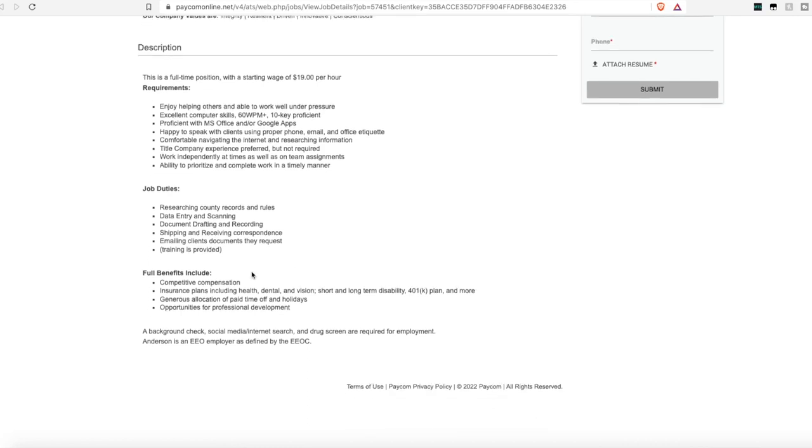Now, on top of paying $19 an hour, they offer a full benefit package, including insurance plans for health, dental, vision, short-term and long-term disability, 401k, all the things.